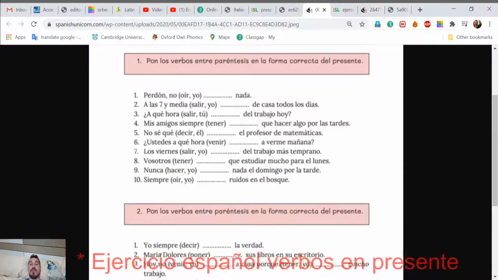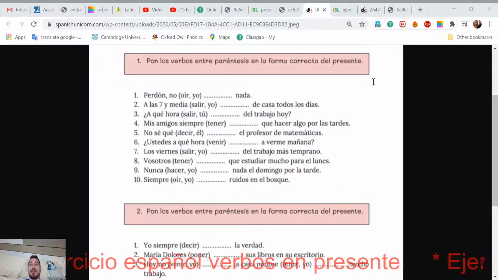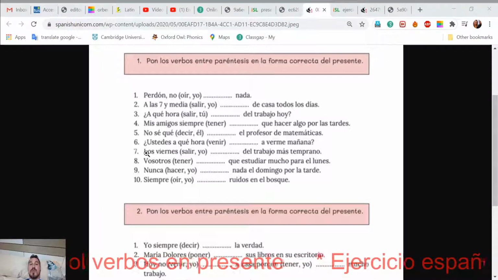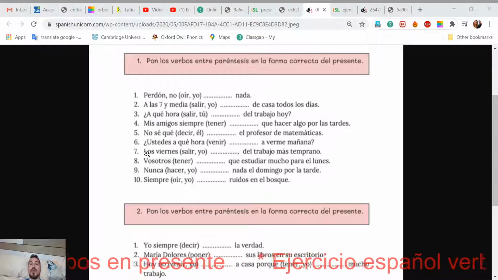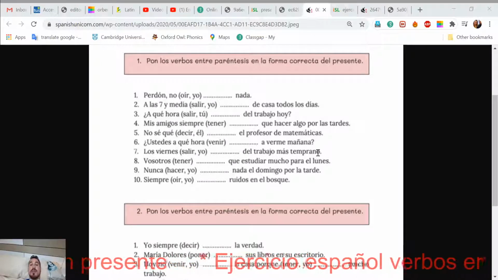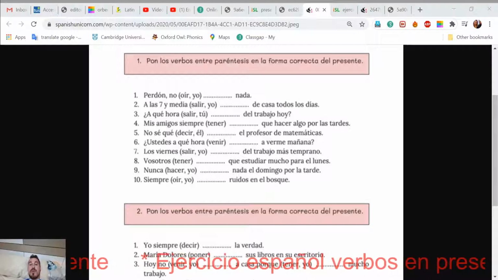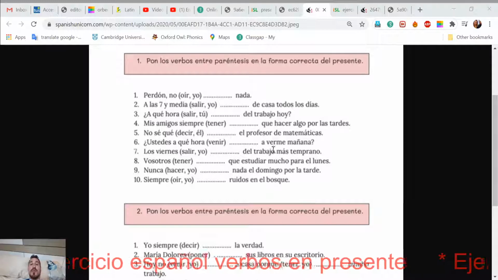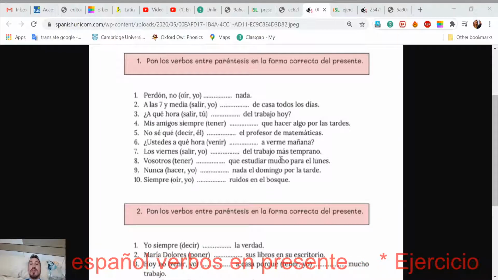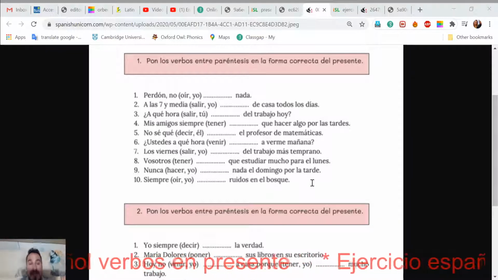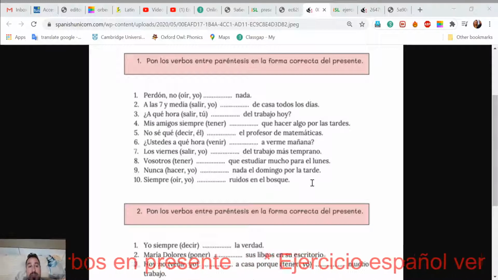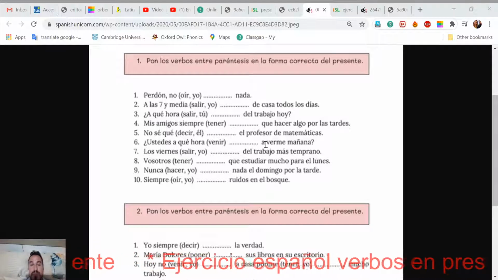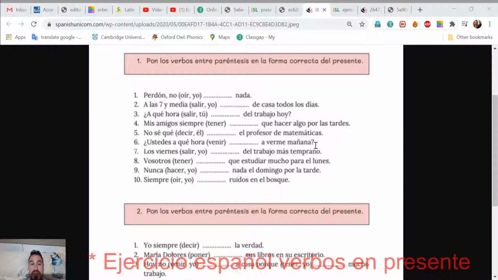So more irregular verbs. Sorry, we need to practice them a lot. So perdón, no oigo nada. So this is another G verb. You just remember this to form oigo y oyes. So oigo means I hear, oyes means you hear. So perdón, no oigo nada. So sorry, I can't hear anything. Okay, remember you use double negative in Spanish.